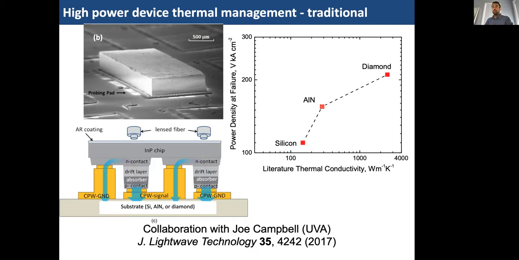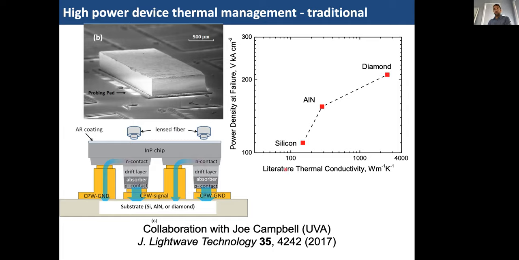And where it becomes even more striking, in that the thermal conductivity is not driving the performance, is now let's go to diamond. Now let's take the thermal conductivity of diamond, an order of magnitude higher than the thermal conductivity of silicon. However, the power density at failure only increases by a modest factor of two. So with an order of magnitude higher thermal conductivity of the heat sink, if everything were working the way we thought it should work, then the temperature of the device should be an order of magnitude lower and you could have an order of magnitude higher power density. That's clearly not the case. So what could be happening?